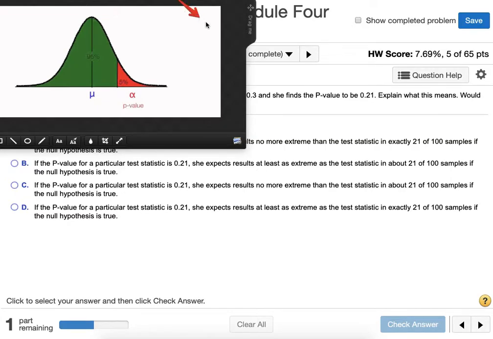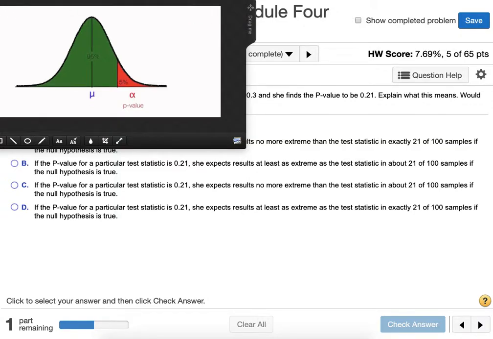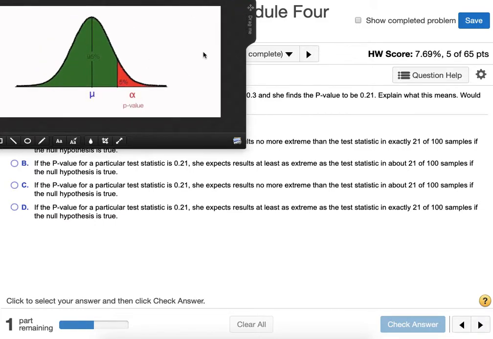Let me see if I can. Oh, it is just doing things without me. I'm just trying to move it over. It's not letting me. Okay, well, you can see the entire image.